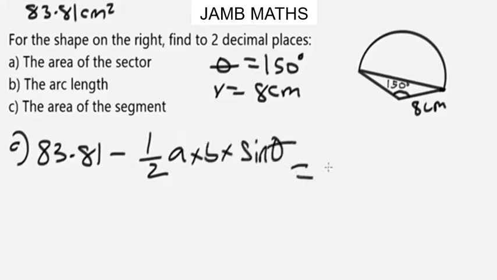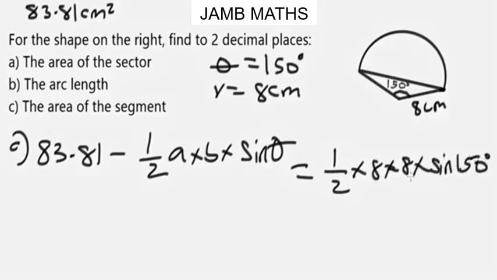Now, the area of the triangle in this circle is half A times B times sine theta. When you plug in the value, it's going to be half. The A and B is a radius respectively, so it's going to be half times 8 times 8 times sine 150 degrees. Alright, these two cancel itself, cancel 1 4. So let me punch 4 times 8 times sine 150 on my calculator and see what's going to give me. Okay, so I have it to be 16.